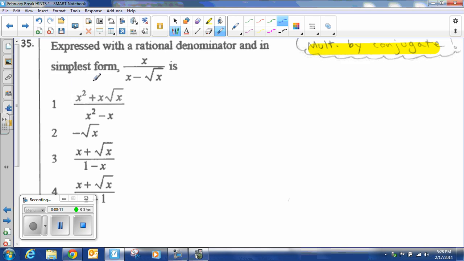Number 35. Once again, multiply by the conjugate. This time everything is a variable. That's okay. Make sure when you multiply by the conjugate, you FOIL appropriately, and the numerator will distribute. So the x times the x and the x times radical x. Simplify at the end. If you can factor something out at the end, make sure you factor.